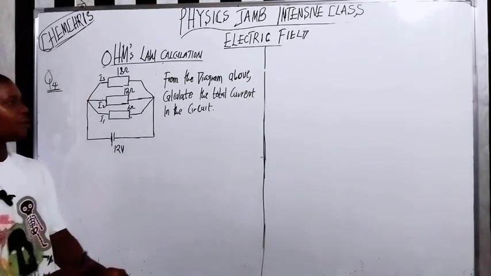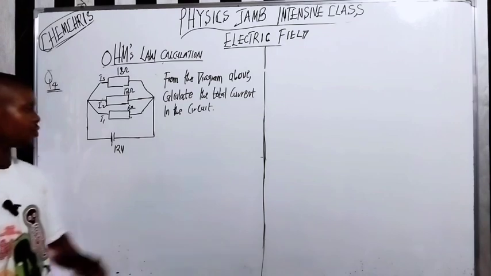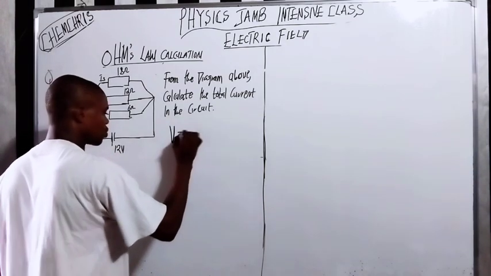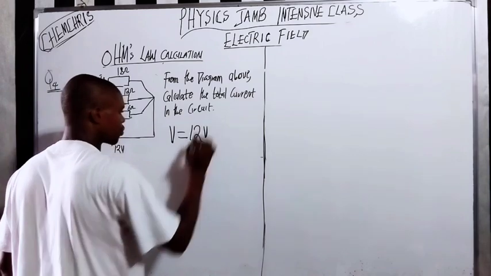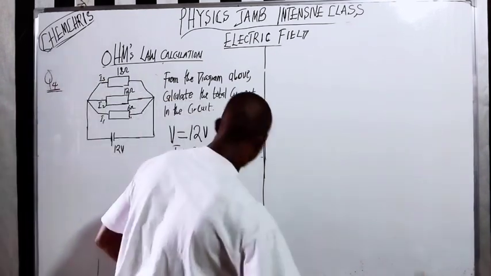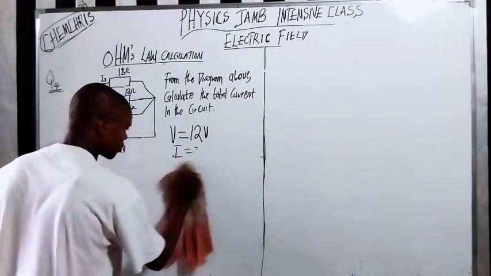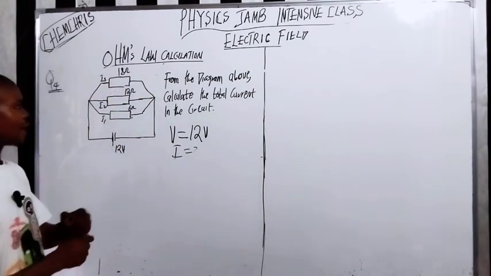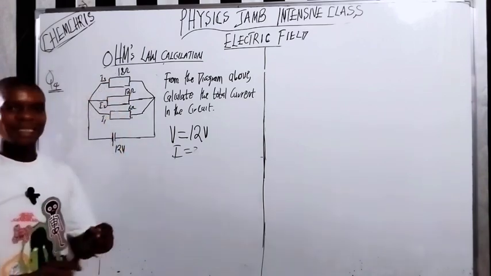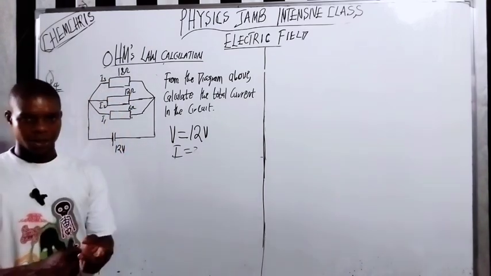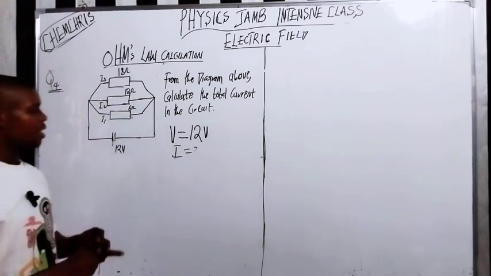They say from the diagram above, calculate what the total current is in the circuit. So they've given me volts here. My voltage is 12 volts, right? They ask me to look for the current. Now, how am I going to calculate this one here? So now I need to calculate the total resistance, right? And these resistors, are they connected in series or in parallel? Of course, they are connected in a parallel connection.